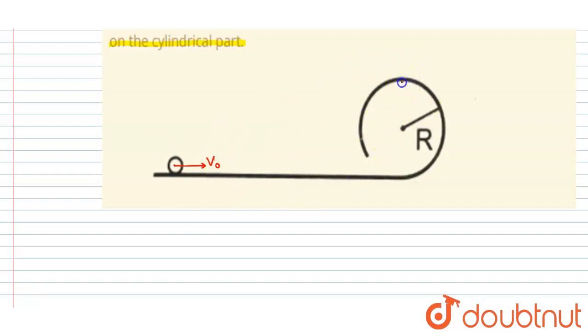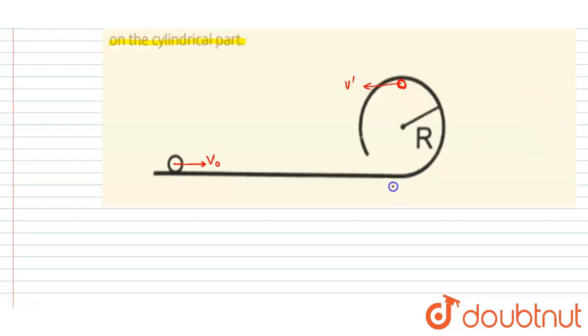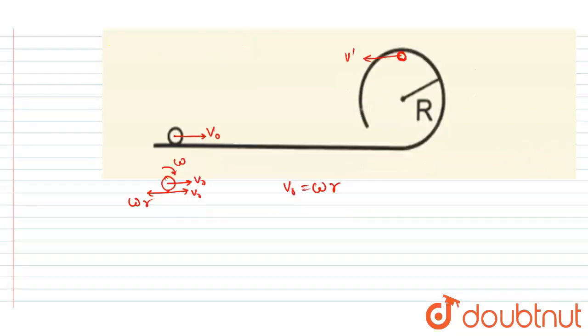So the maximum probability of the sphere leaving the track is here. Let's say it reaches this position with some velocity v dash. The sphere is performing pure rolling, so the point of contact has velocity 0. To have point of contact velocity 0, omega r and v0 must be related like this. So we'll write v0 equals omega r, right? At every point the angular velocity and linear velocity will be related like this.